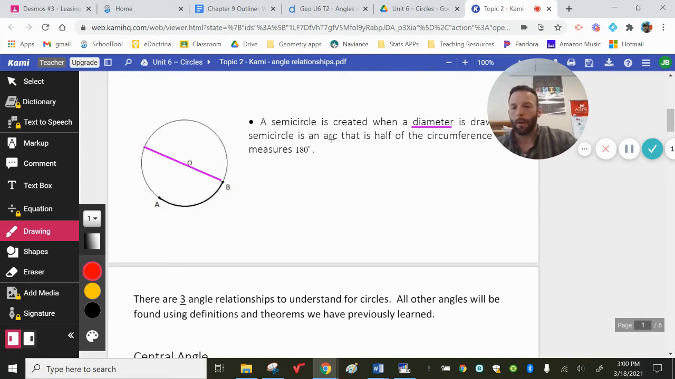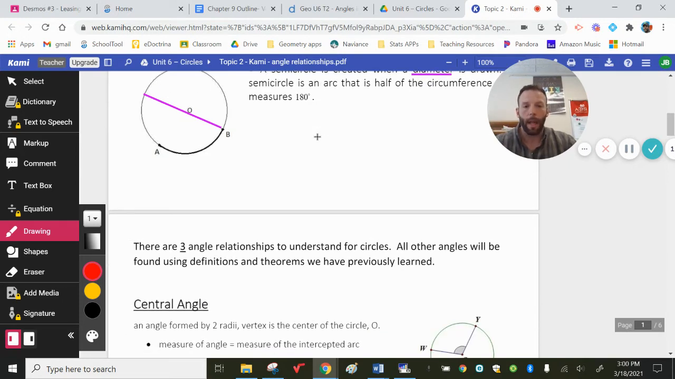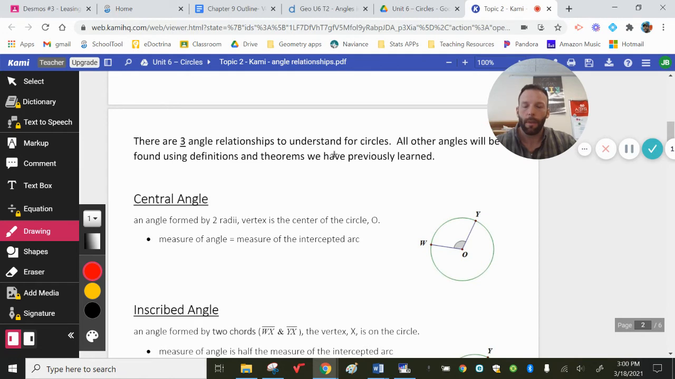Now, there are three important angle relationships that we need to understand about circles. For all the other angles that we're going to find, we're going to use definitions and theorems that we have previously learned, which I'll refer back to in a minute. The first one is called a central angle. A central angle is an angle that's formed by two radii. So WO and YO are each a radius of this circle O, and together they form an angle WOY.